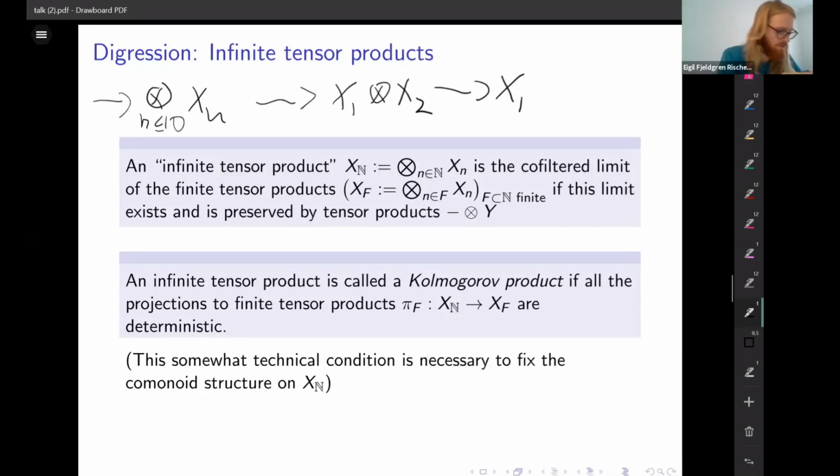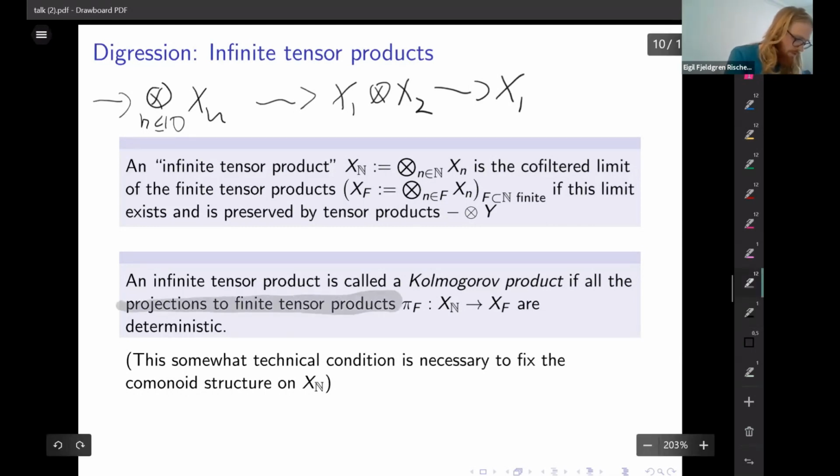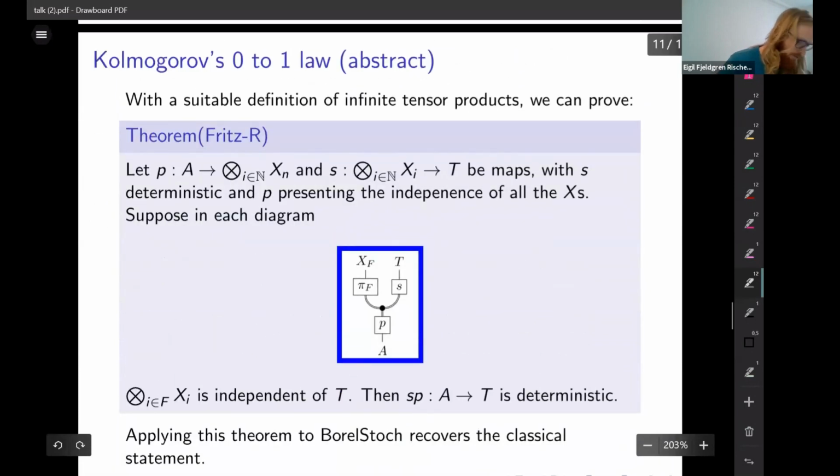Then we need to put a further condition on this. If we have an infinite tensor product, all the projections to the finite tensor products are deterministic. You should think of this infinite tensor product as just the infinite product of the spaces, and then the projections are just picking out the coordinates. Of course, those are going to be deterministic, but it turns out that you can cook up weird examples where this is not necessarily true. So we need this condition to fix the compatibility with the monoidal structure. This is a bit technical. This is the only technical part of the talk. If it has this property, we call it a Kolmogorov product. Then we have a theorem due to Tobias and myself.